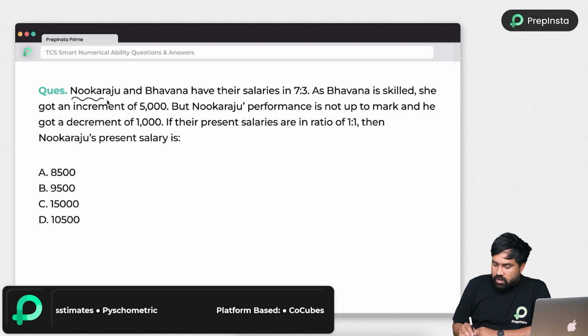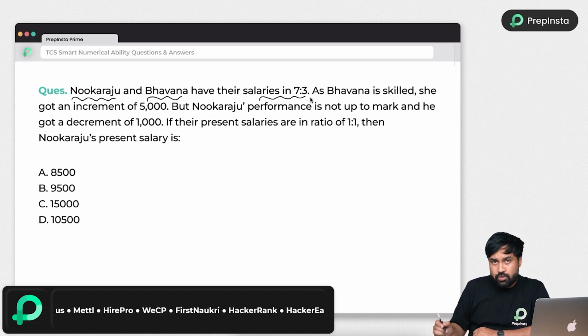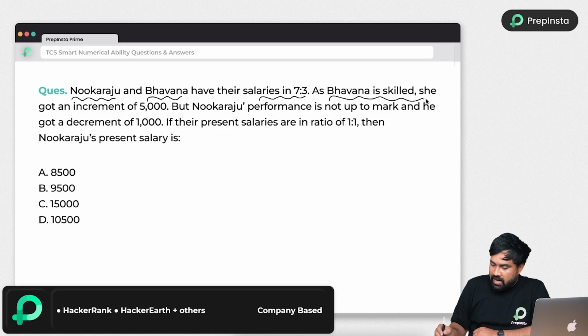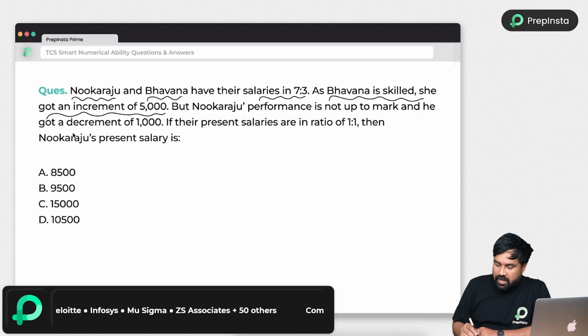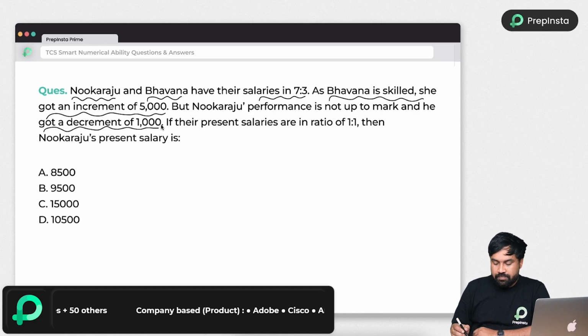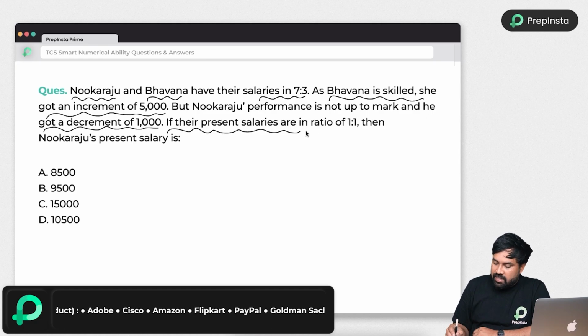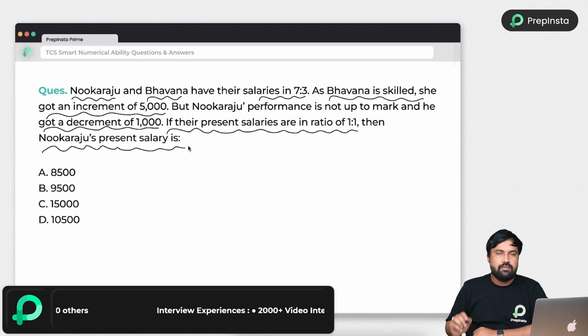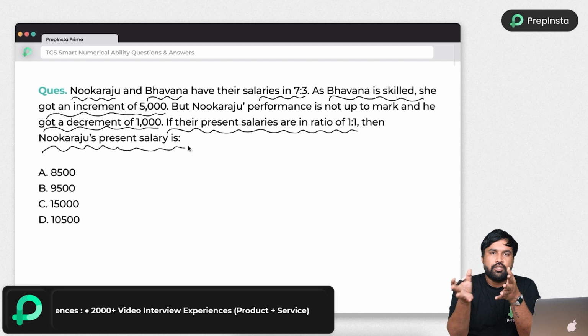That is, Nokaraju and Bhavana have salaries in the ratio 7 is to 3. Bhavana is skilled, she got an increment of 5,000, but Nokaraju's performance is not up to the mark and he got a decrement of 1,000 rupees. If their present salaries are in the ratio 1 is to 1, then Nokaraju's present salary is? This is a problem based on ratio and proportions.